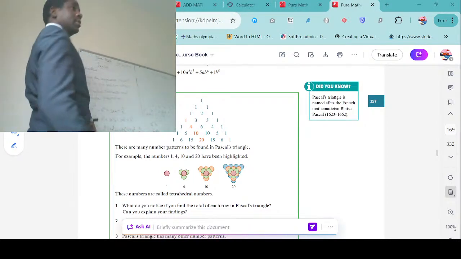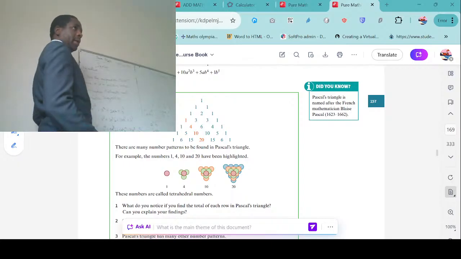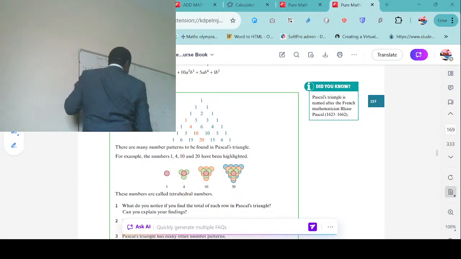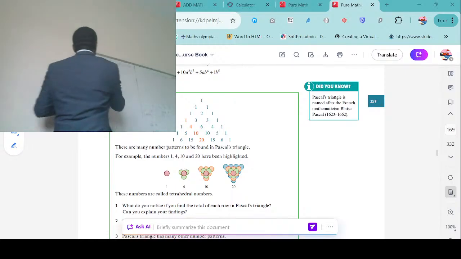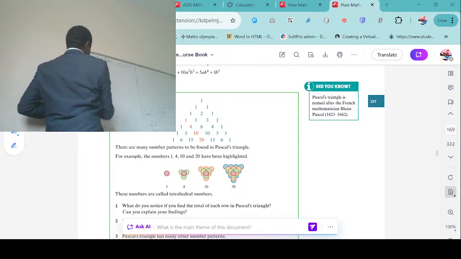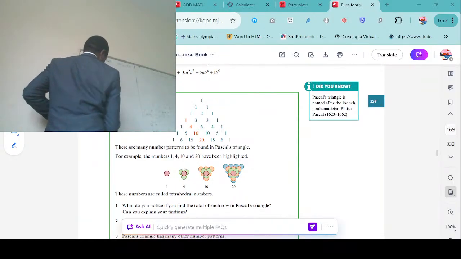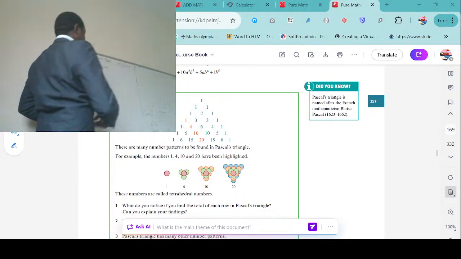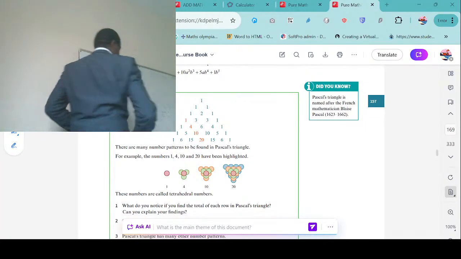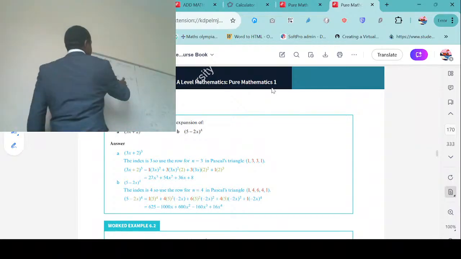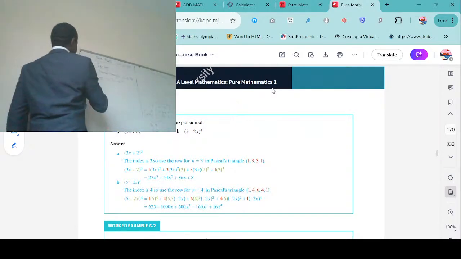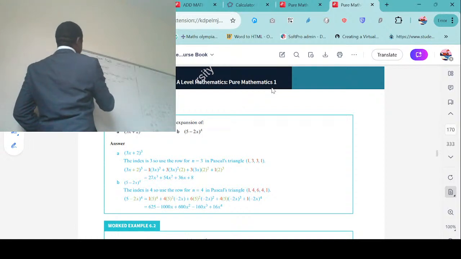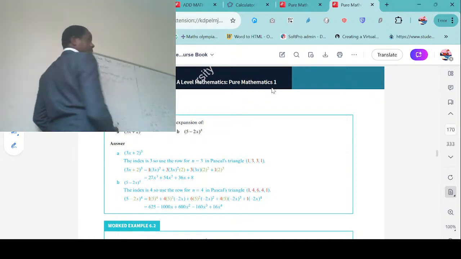Okay, so can I do this part of the question? So the general expression is given like that. So let's do 3x minus 2 raised to the power of 3. And then for B, we have 5 minus 2x raised to the power of 4.